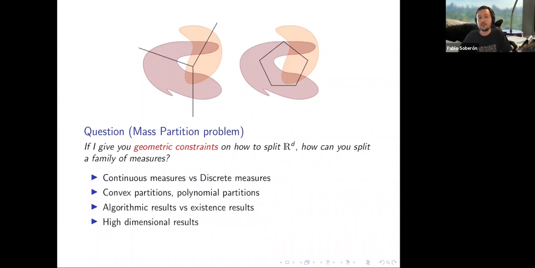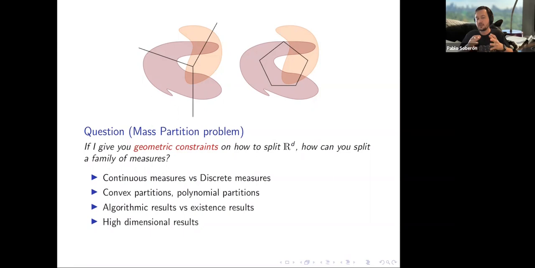Maybe you want a special piece that satisfies something. So here, maybe I want a convex pentagon that has 2/3 of each of the measures, and I don't care about what happens outside. You also have algorithmic results, which are prominent when you have discrete measures. If I give you n points and I want to find a certain partition, then the complexity in terms of n is interesting. Or existence results, which you might get in high dimensions, and they often involve topology. So we'll talk about existence results here.